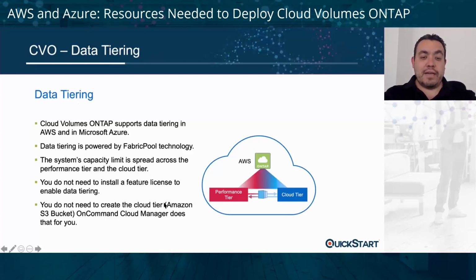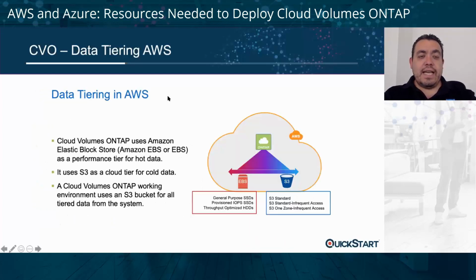That means the bucket or the container, and that's done also by Cloud Manager, okay? So you can keep your performance tier healthy with enough space, and when we say data tiering, that means we are going to move the inactive data to the cloud tier. So if we see, guys, data tiering on AWS, we have the EBS volumes, we have GP2, we have the provisioned IOPS, we have the throughput optimized, and then we can tier to S3 standard or infrequent access or one zone infrequent access. We cannot tier to Glacier, okay?